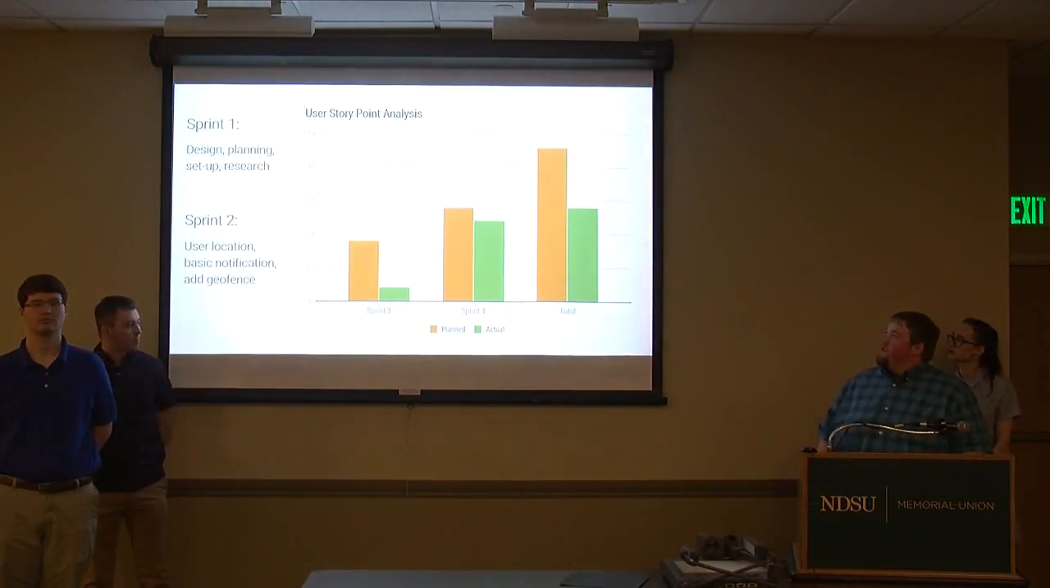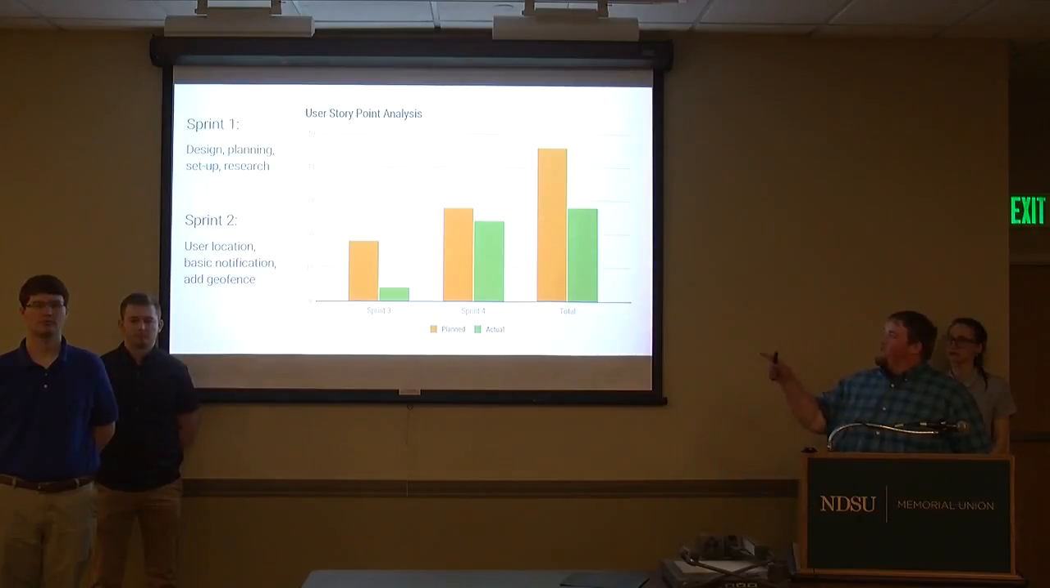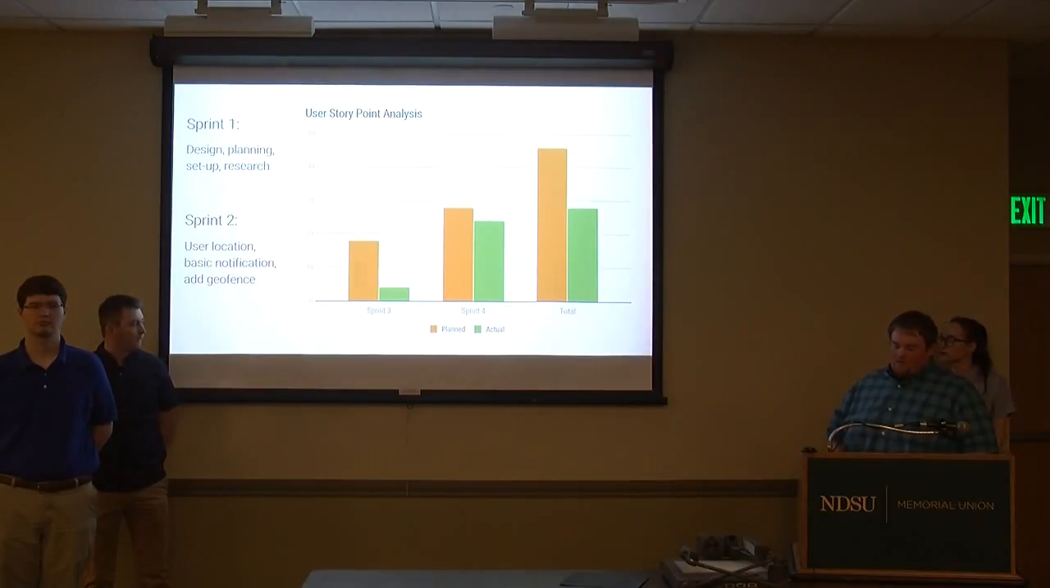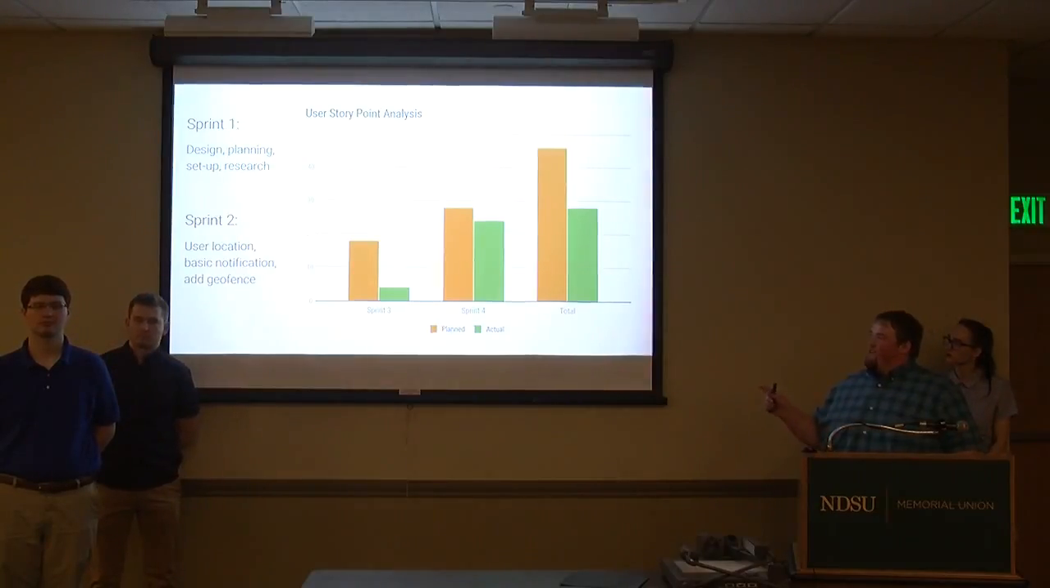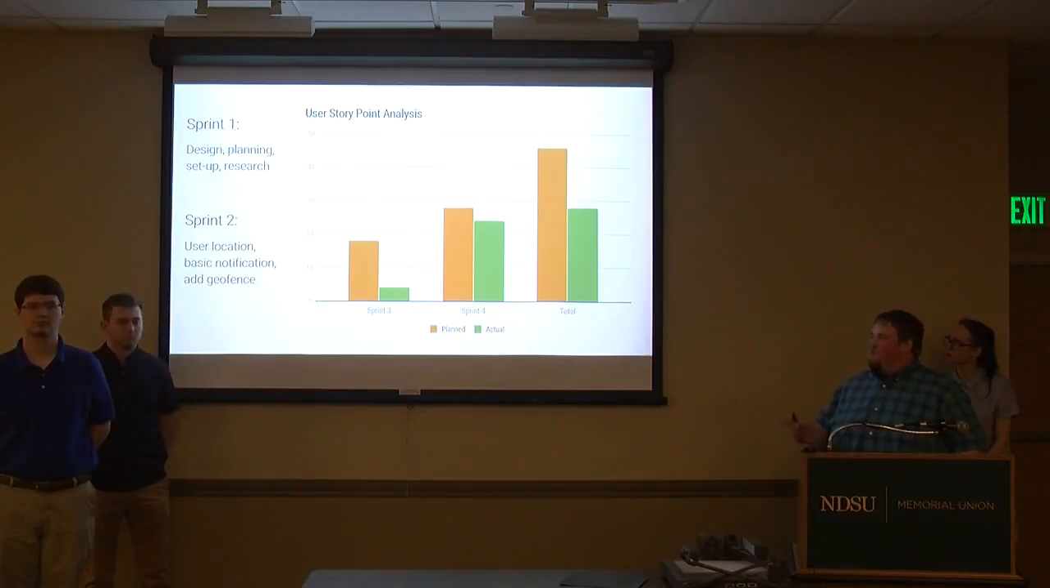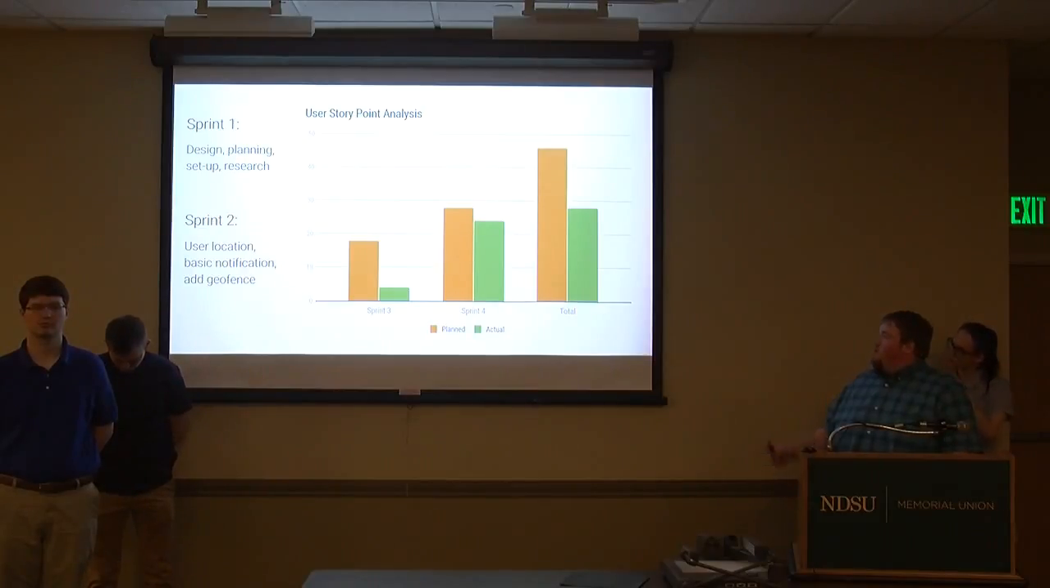So here we have our user story points laid out. Sprint 1, we did design, planning, setup, and research. And then Sprint 2, we did user location, basic notifications, and we added geofences. Sprint 3 is when we went to almost a grinding halt because we had to reset everything we were doing and switch to native Android coding, which is why it was so low. So we basically had to relearn a lot of stuff. And then Sprint 4, which we just finished up, we did almost everything we wanted to do. Overall, we completed about 60% of what we originally set out to do.